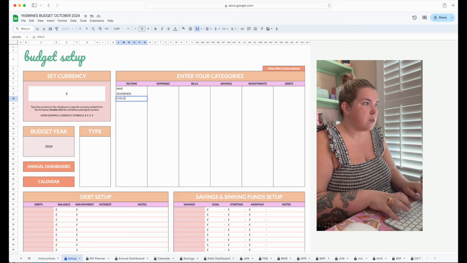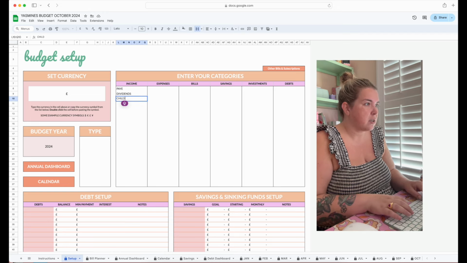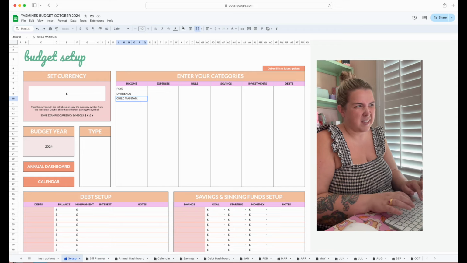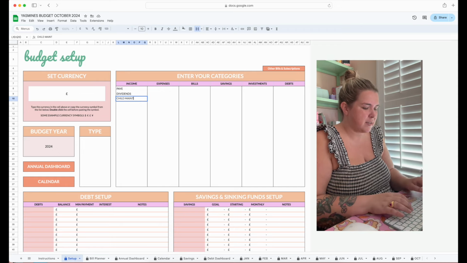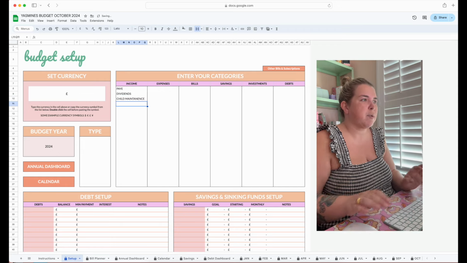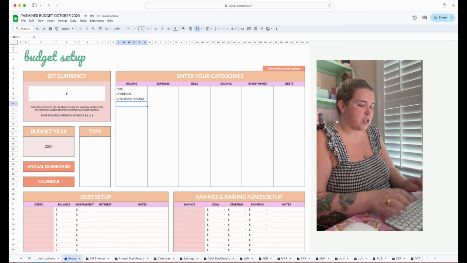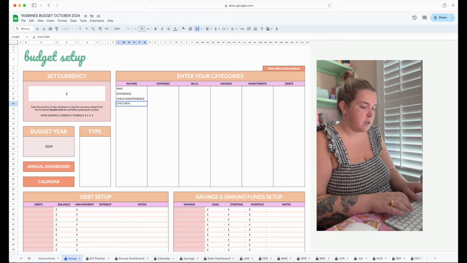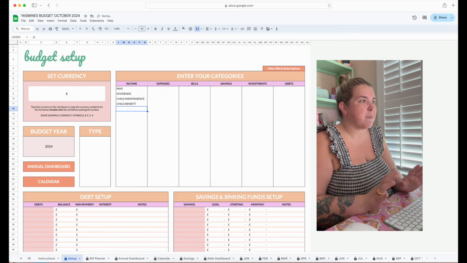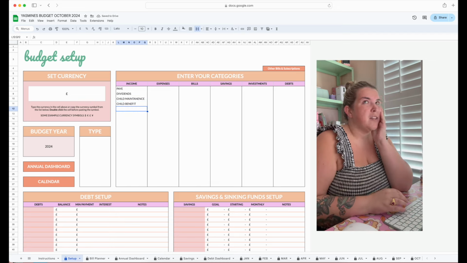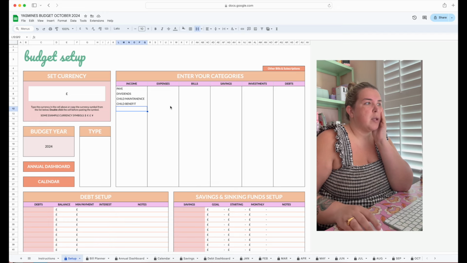I get child maintenance. Can't ever spell maintenance. Probably wrong. I am dyslexic. And I get child benefit at the moment as well, which I might need to pay some back on depending on how much I earn. Do I have any other kind of income? No.